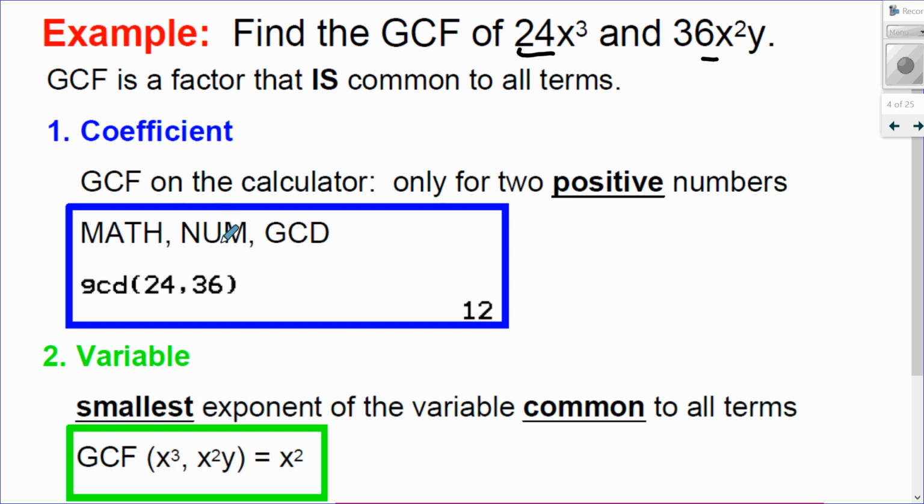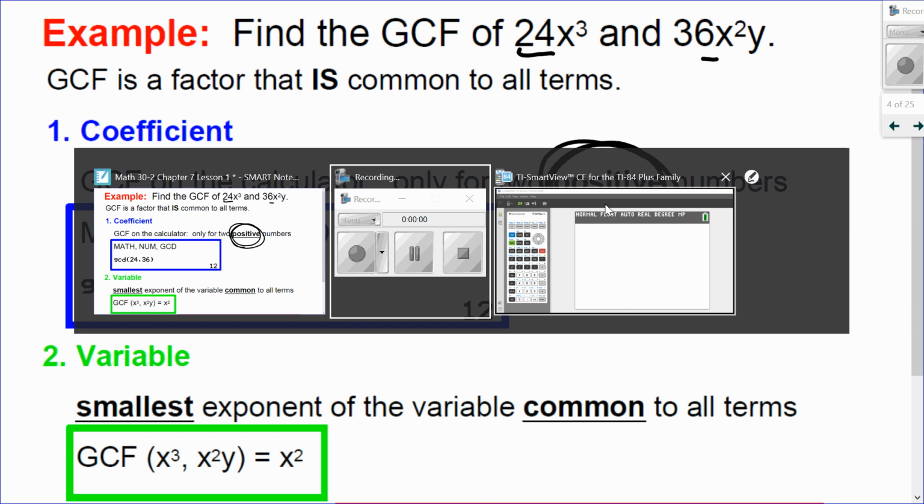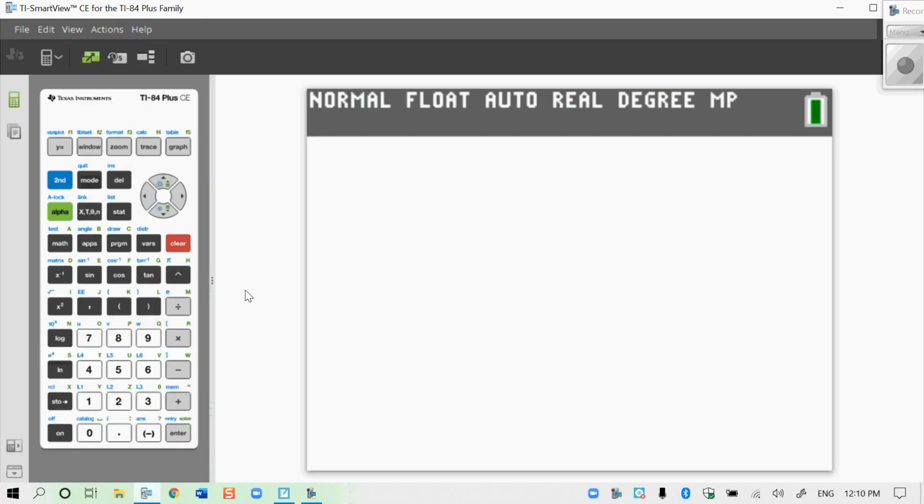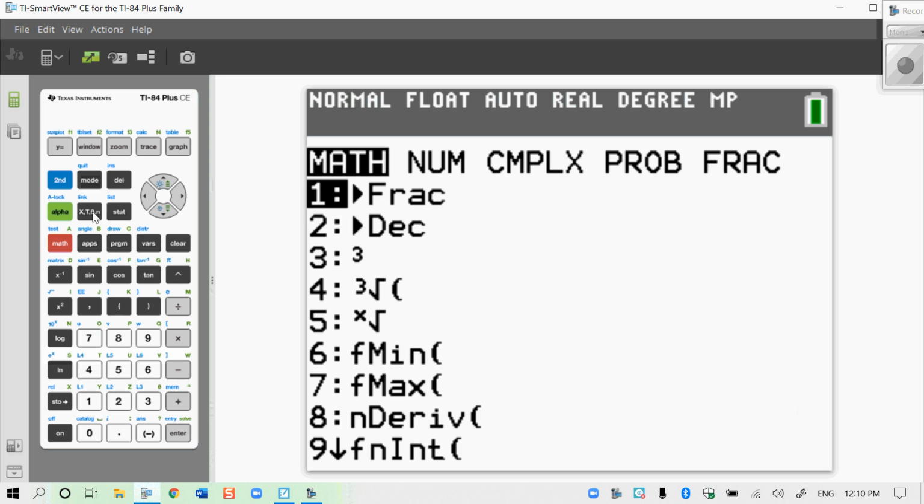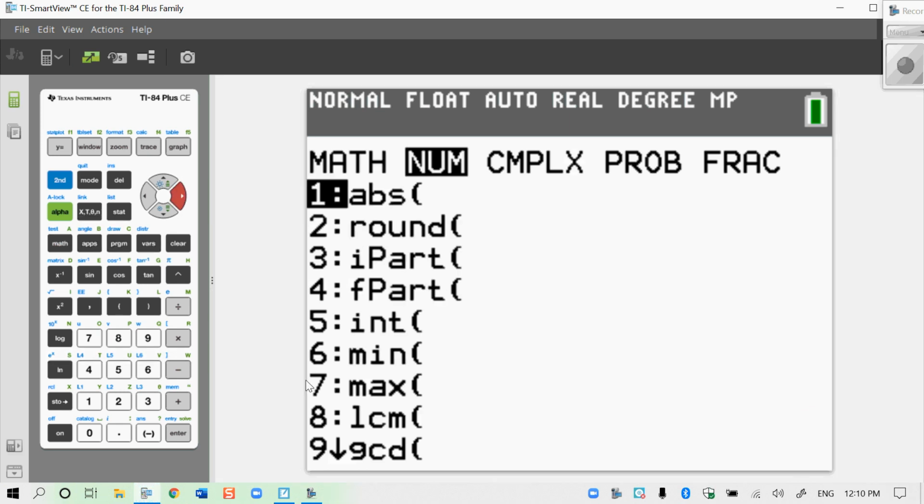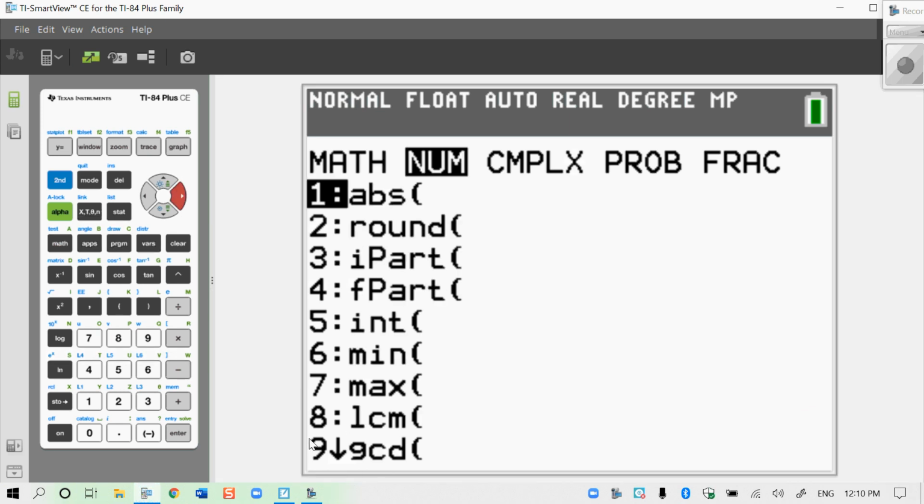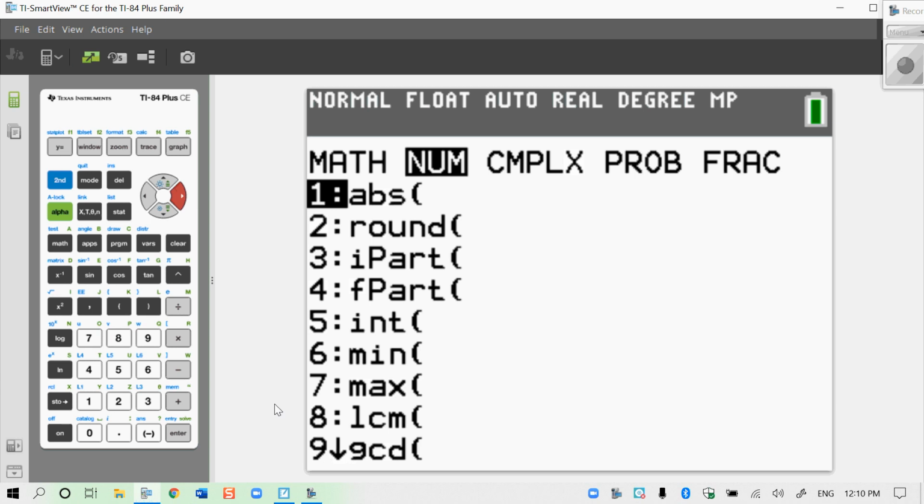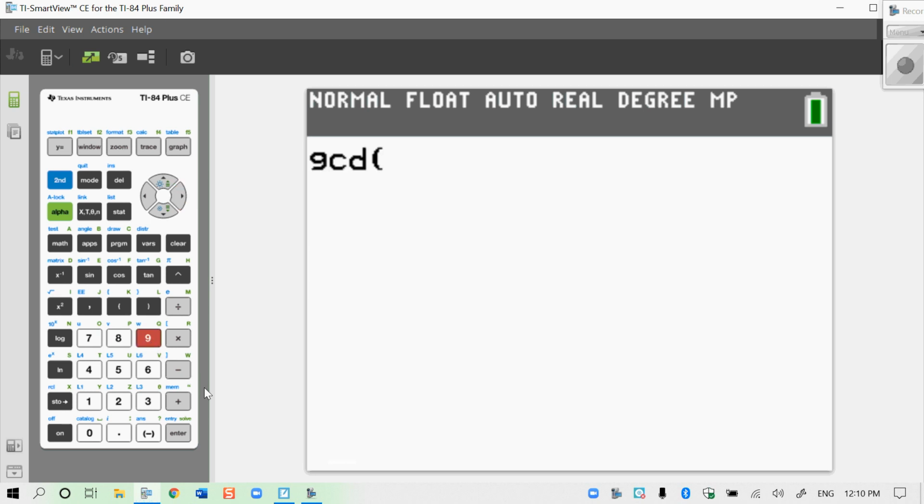So you can see I have the steps here, but I just want to show you how on your calculator to find that. So first of all, the calculator can help you find the greatest common factor of any 2 positive numbers. So even if one of those numbers is negative, we're going to enter it in as a positive. So on my calculator, here's what I'm going to do. I'm going to go to my math button right here, toggle over to number, and see at the bottom of the list it says GCD. That's greatest common denominator, but that's what we're going to use for greatest common factor.